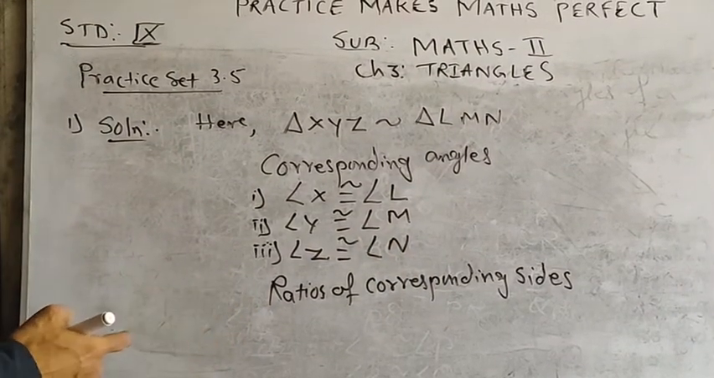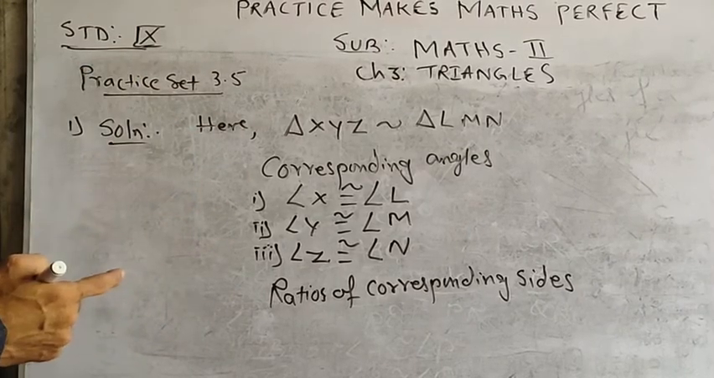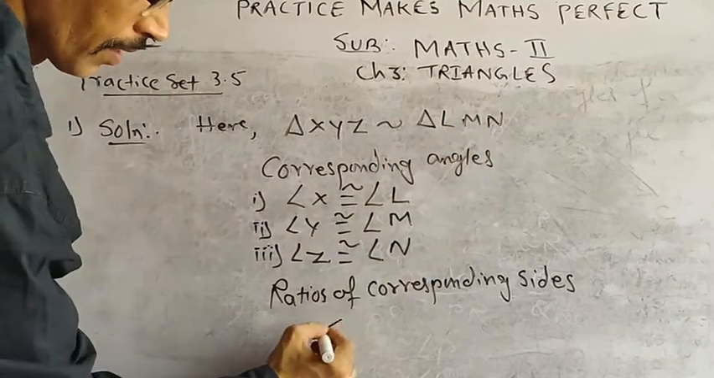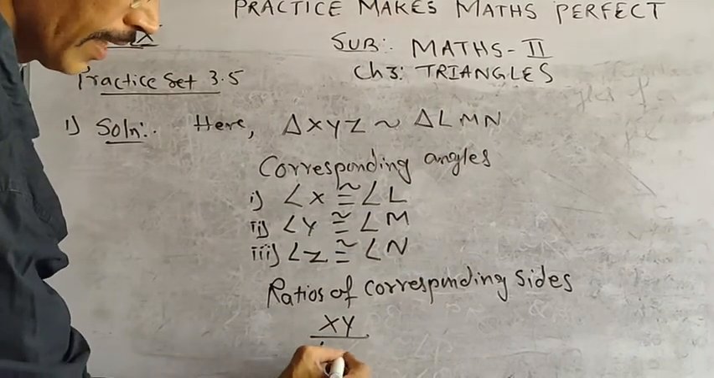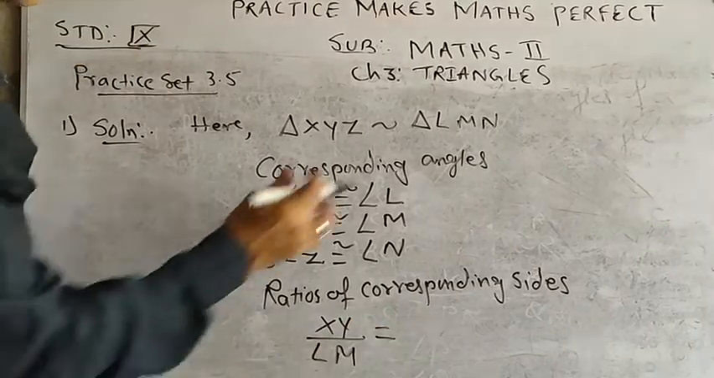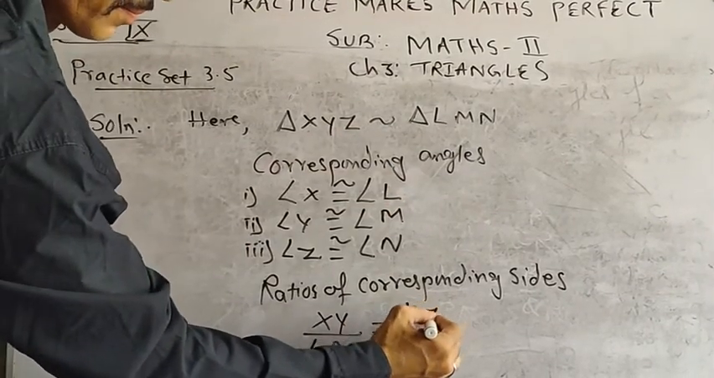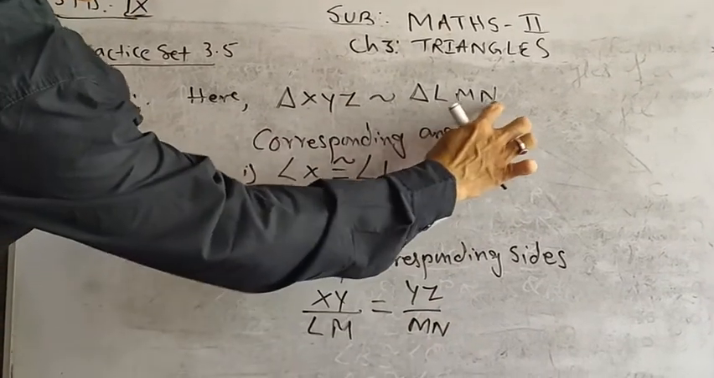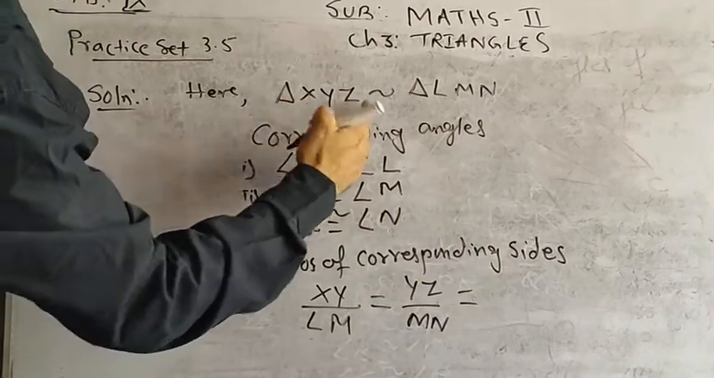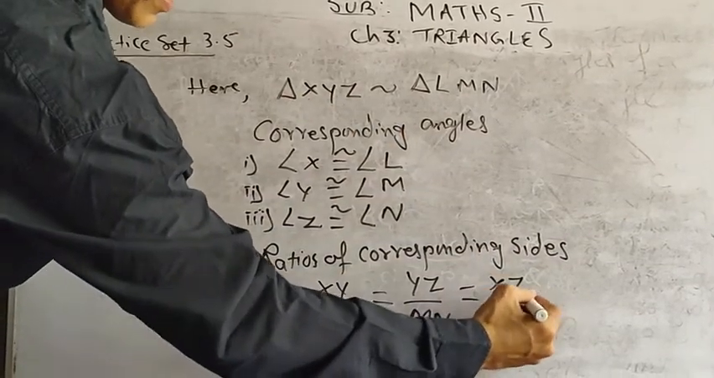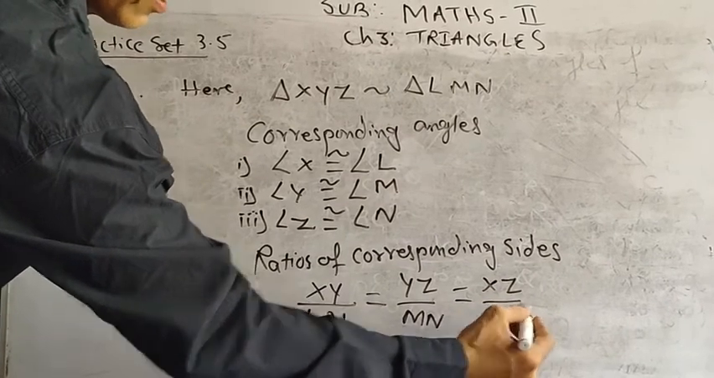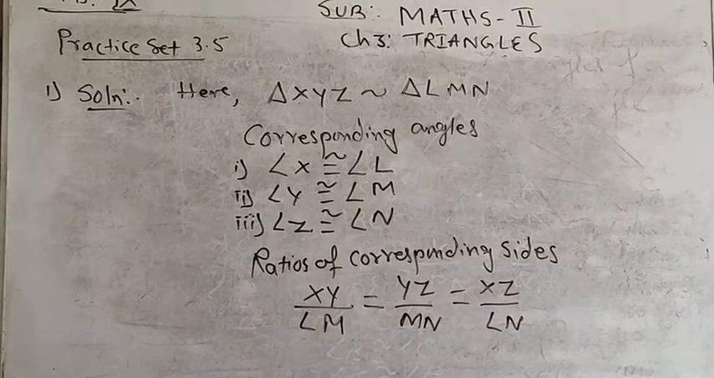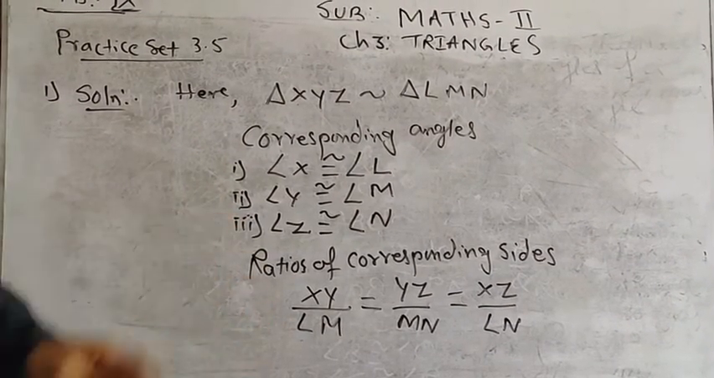Now the ratio of corresponding sides. You know how to take the ratio of corresponding sides. First two from here, then first two from here. XY upon LM is equal to YZ upon MN. Second, third, here also second, third, is equal to first and last, XZ upon LN. So these are the ratios of corresponding sides, and these are the angles. Please copy it down.